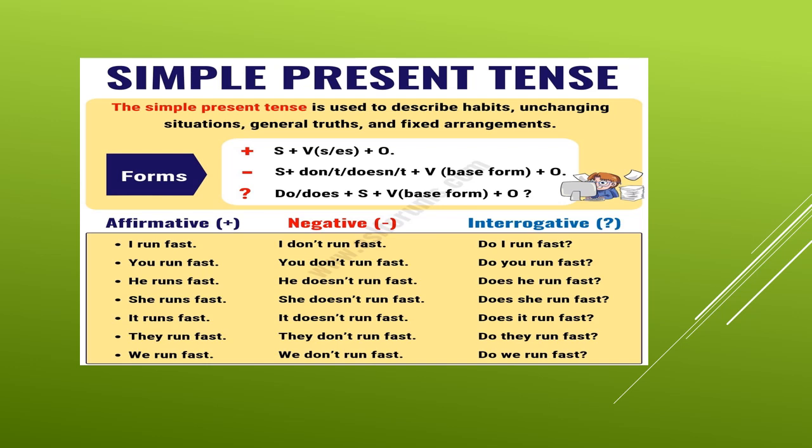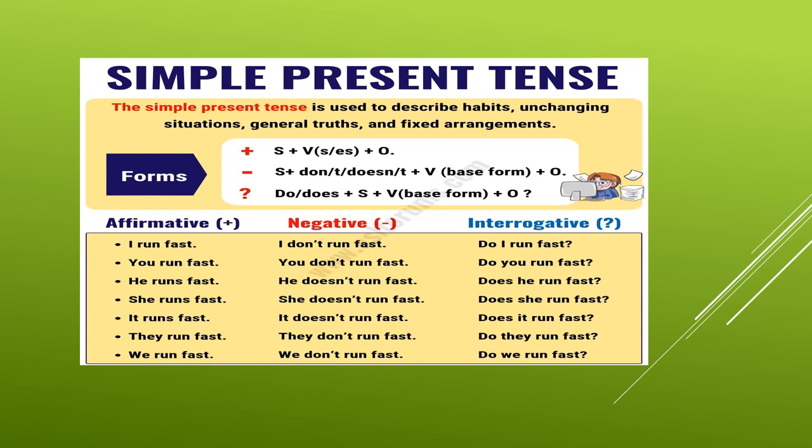I run fast. So here you run fast. He runs fast. She runs fast. It runs fast. They run fast. We run fast. So these are the affirmative. Here the subject is there, then the verb is there, and either it will have an s or an es as the case may be, plus the object.